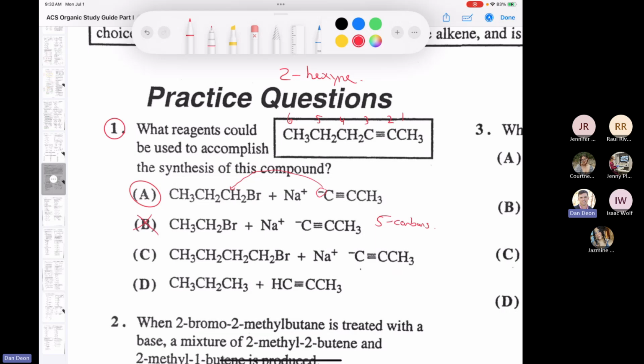Jenny, did you notice anything about C? What the problem with C was? Or anybody? Anybody notice the problem with C? Yeah, it's got 7 carbons. And then D has a major problem: there's no reaction. That's just two hydrocarbons, so no reaction whatsoever is going to happen. It's just the correct number of carbons, but this one has 7 carbons.